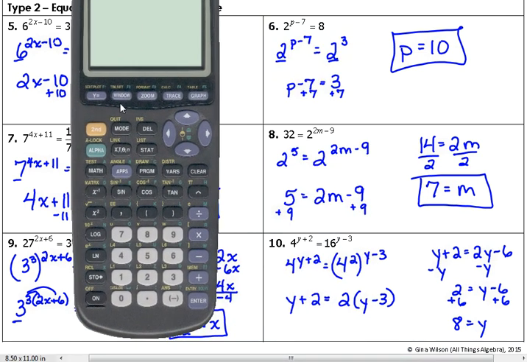Check it. That'll be 4 to the 10th. 8 plus 2. And 16 to the 8 minus 3 is 5. Okay, so same number.